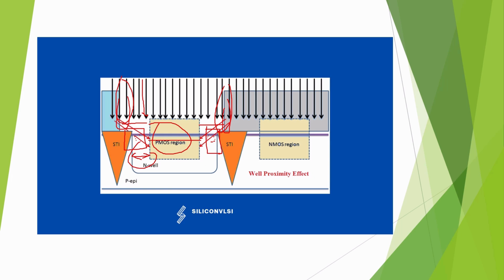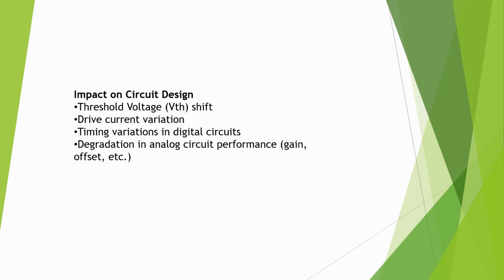Ions scatter near the well edge. Because of that, VT varies, or we can say VT is decreasing in this region. In circuit design, it will change the threshold voltage. It will also impact drive current variation, timing variation in digital circuits, and degradation in analog circuit performance, gain, offset, etc.